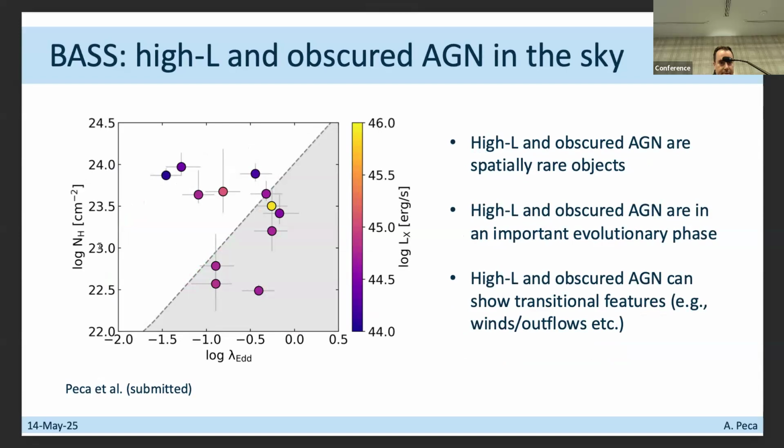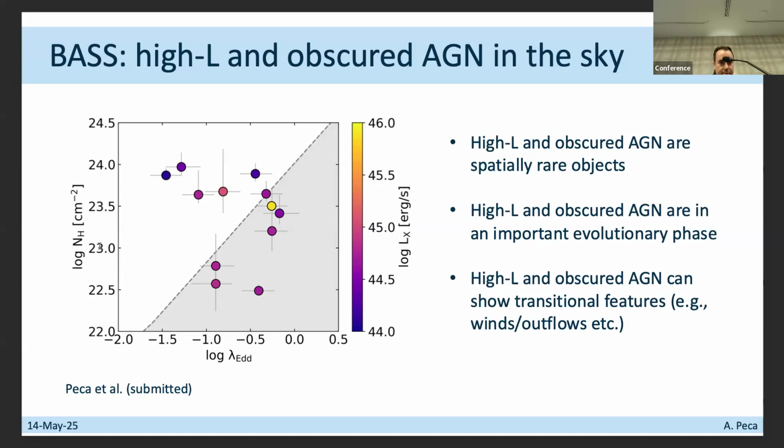Here you see the Eddington ratio versus NH plot, color-coded by luminosity. The gray area is the so-called forbidden region. Why forbidden? Because at high Eddington ratio, you are supposed to have a huge radiation pressure that is supposed to blow away the obscuring material. However, in our sample, we have half of the sources in this region. This is important because it's telling us that these sources are caught in the moment in which this particular phase of AGN evolution is happening.